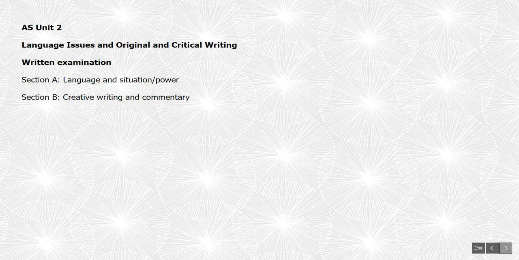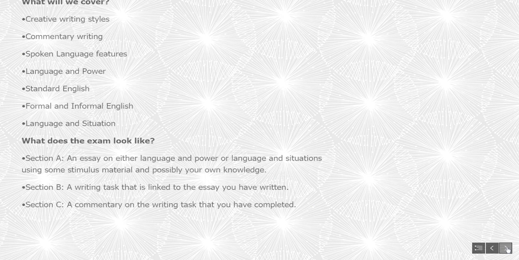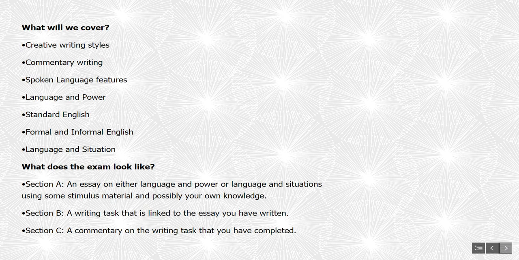AS Unit 2 is called Language Issues and Original and Critical Writing. It's another written examination, and Section A is asking you to look at language in a particular situation or language and power, and Section B is creative writing and a commentary. So, in the course, we look at lots of different styles of creative writing. We also look at commentary writing, which is something a little bit different to GCSE, spoken language features, features of language and power. We look at standard English, which involves formal and informal English, and language and situation. And the exam consists of 3 sections, A, B, and C.